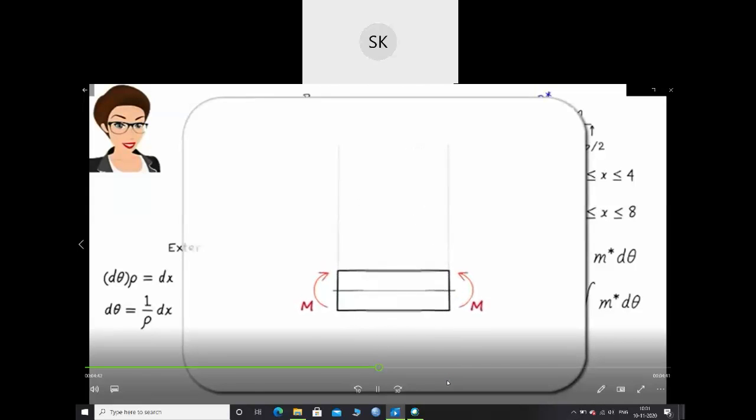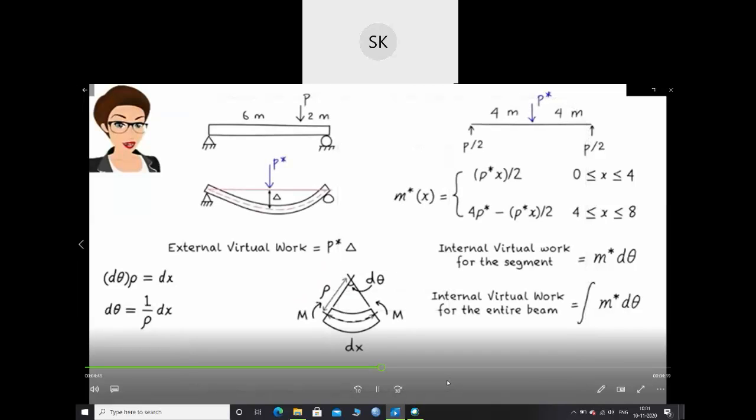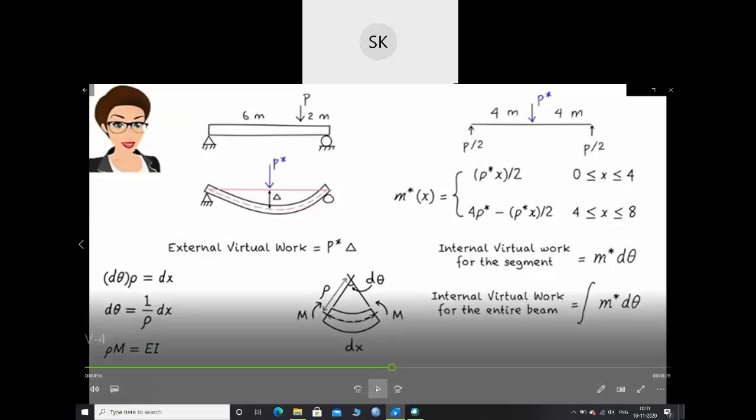Interestingly, the product of rho and m is constant. More specifically, rho times m equals E times I, where E is the material's modulus. So if you go back again to the pure bending case, they have applied that equation, rho m equals EI. Pure bending elasticity equations they have used.